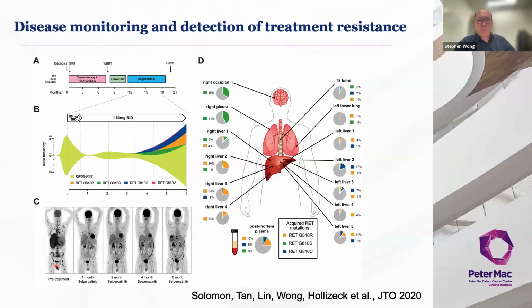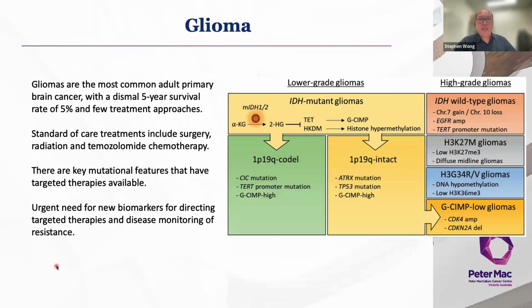Now, for the rest of the talk, I'm going to move focus onto one of the more recent projects that we've been working on in my lab, which is around glioma. Glioma is one of the most devastating cancers that we know about, with a dismal 5-year survival rate of just 5% and very few treatment options. Standard care treatments include surgery, radiation, and temozolomide chemotherapy. However, a number of new investigative agents are currently under development.